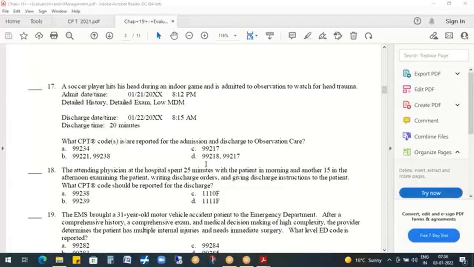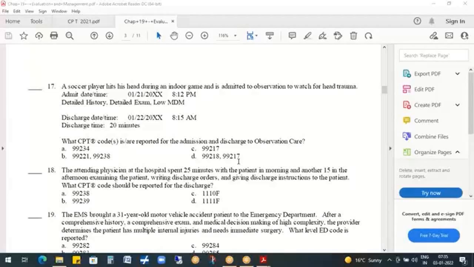Option C, 99217. See your notes and tell me. Observation services. Observation care discharge. Discharge services. Then 99218, hospital observation initial services. Initial observation services.